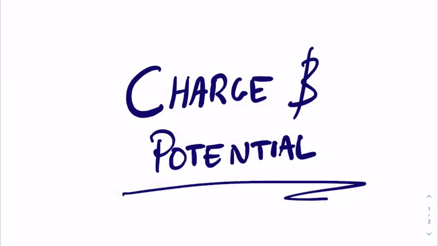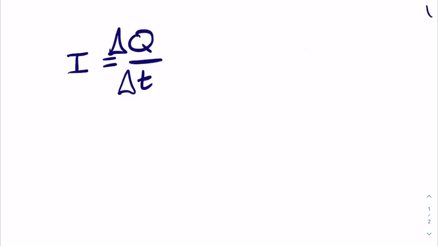This is an IB Physics video about charge and potential. So we know that current can be defined as the rate of flow of charge: how much charge is passing a certain point every second, or every unit time.